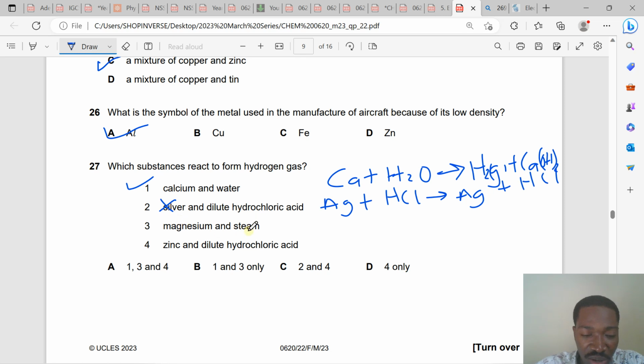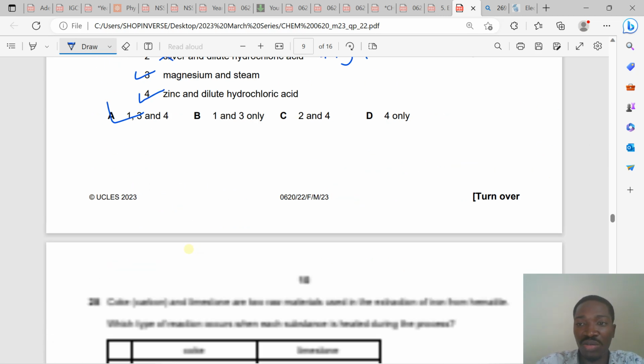Okay. The next one, magnesium and steam. Magnesium is higher than hydrogen. Steam is just water. Okay, so imagine having magnesium and steam. The magnesium will take part in this reaction. We have magnesium hydroxide, then hydrogen gas will be given off. The last one, zinc and dilute hydrochloric acid. Okay, so let's see. Yeah, zinc is higher than hydrogen on the electrochemical series. So there will be a reaction. So we have 1, 3, and 4, which makes A the correct answer to this question.